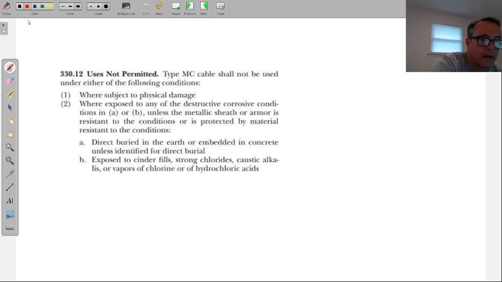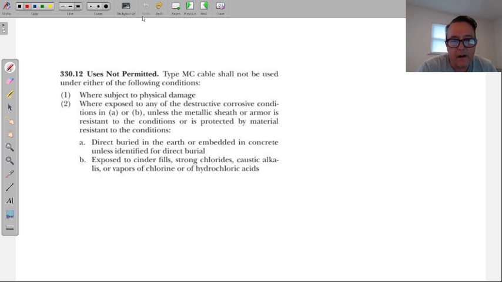So number one for MC cable, cannot use it if it's subject to physical damage. Now, that is one of those code things where you might ask, well, what is subject to physical damage? What if I don't deem this as a situation where the wire is going to be subject to physical damage? Well, it's going to be up to the authority having jurisdiction. If you're not getting inspected, then we use our most common sense for the situation that we're wiring something up.